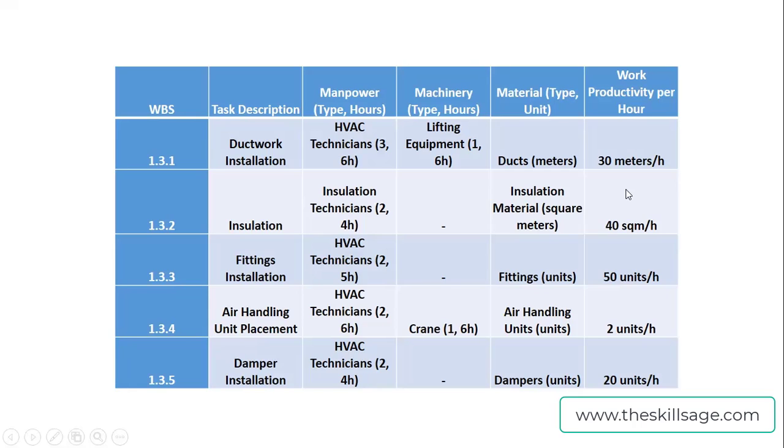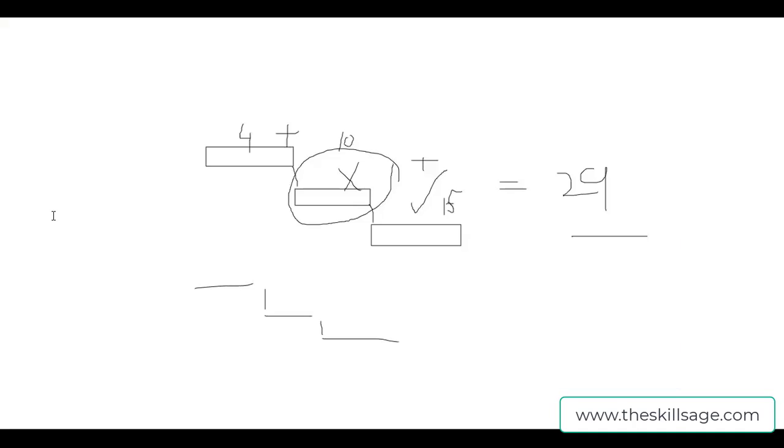Let's say this productivity is 30 meters per hour. So total work is 5,000 meters. Then divided by 30 meters per hour, it's going to give us approximately 166 or 170 hours. So if we work 10 hours per day, then in 17 days we are going to complete it with that group. So this is actually the duration, and then there was a network.